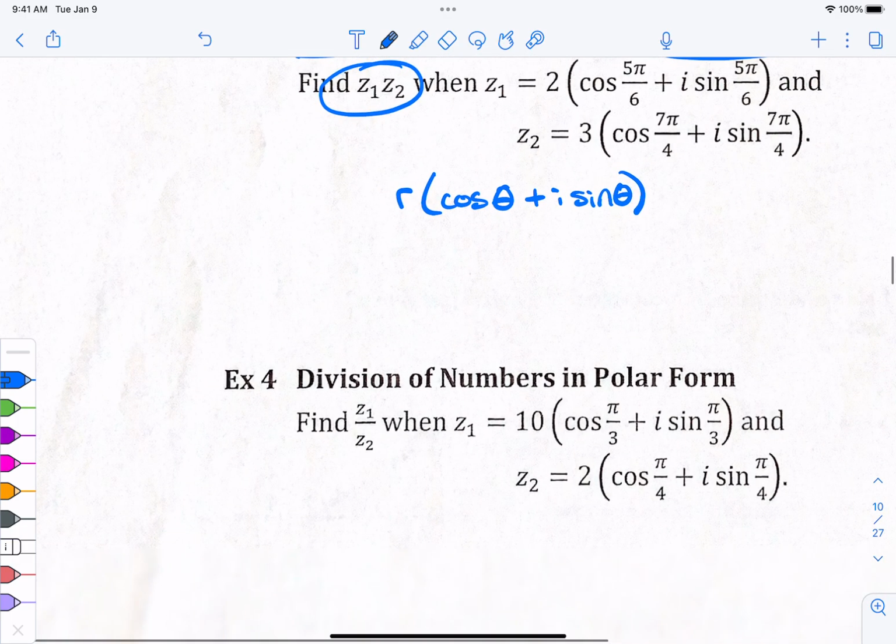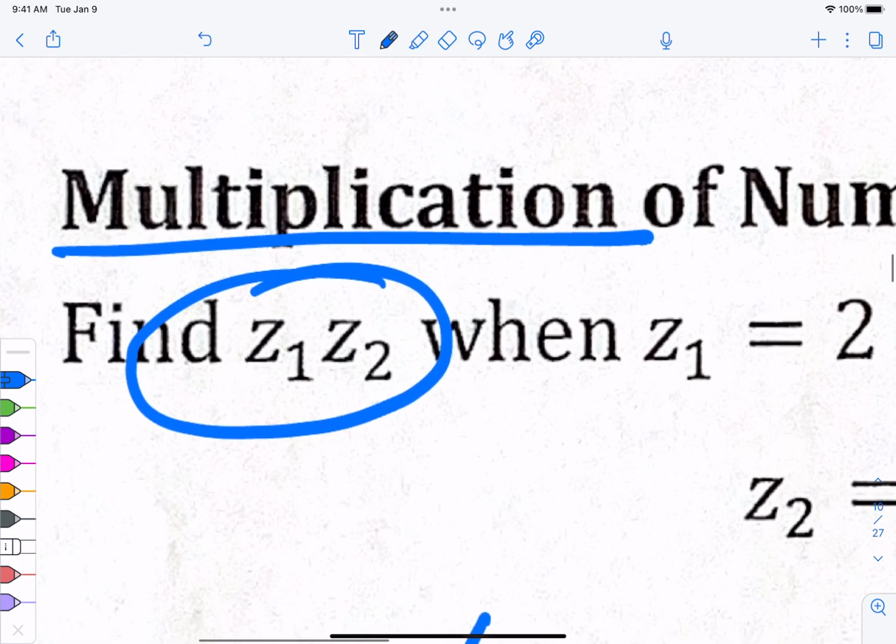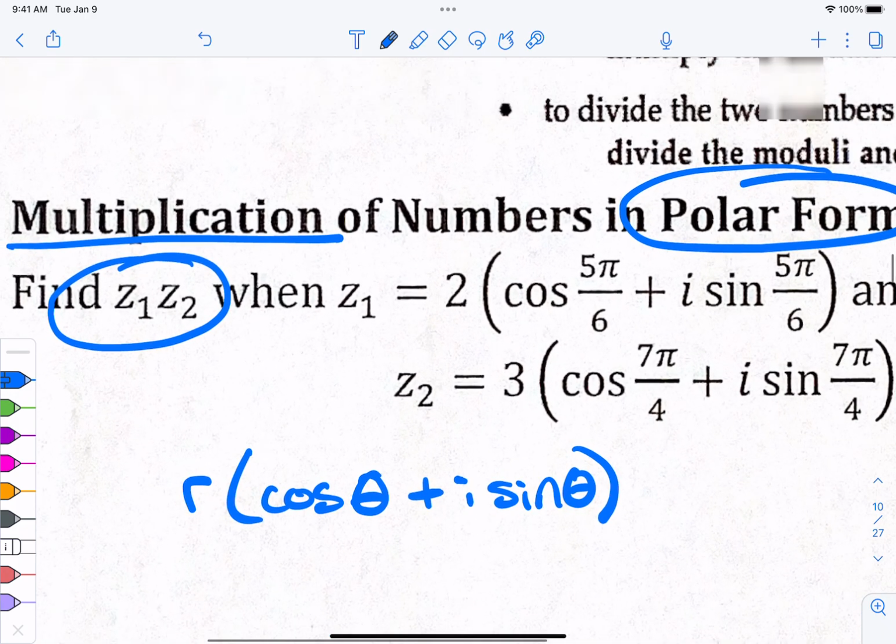Okay, look at the notation they use when we're dividing. Z1 over Z2. Do you see how that's division? Okay, so division versus multiplication. Z1, Z2 is just saying take Z1 times Z2.